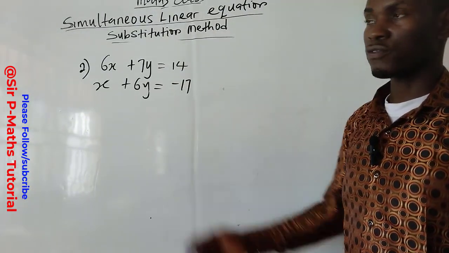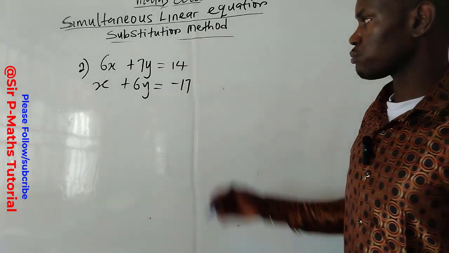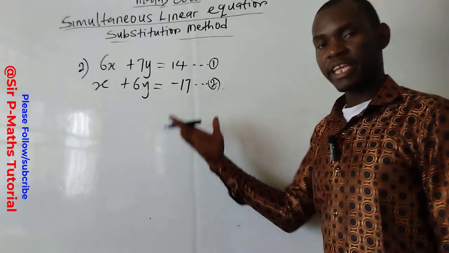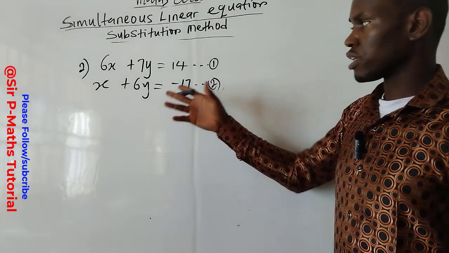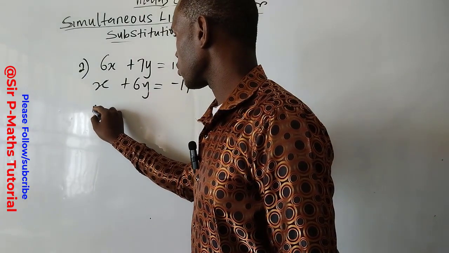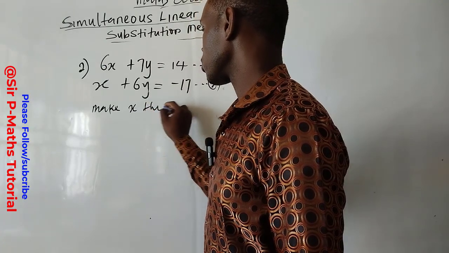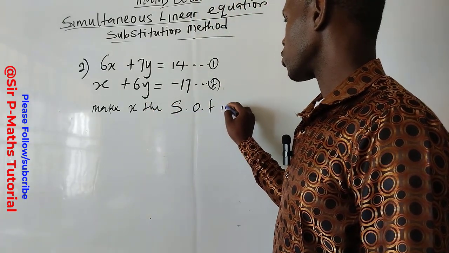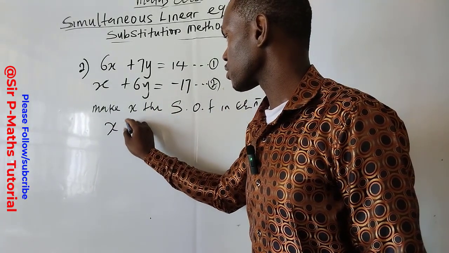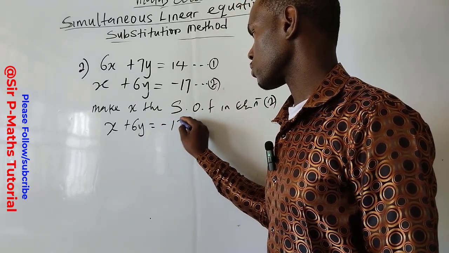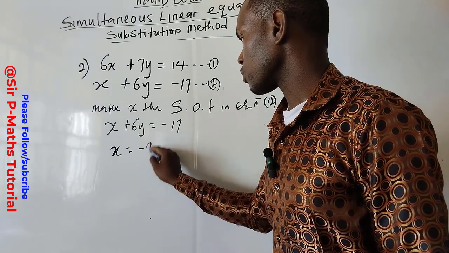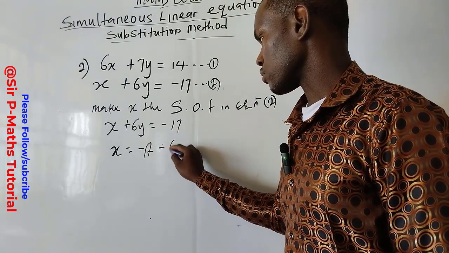Okay, so let's find the values of x and y from this problem, taking the same process. This is equation 1, equation 2. Choose either of the two equations, the one where it is easier to make one of the variables the subject, and that is equation 2. So make x the subject of formula in equation 2. I'll pick equation 2, which says x plus 6y equal to minus 17. Making x the subject, I'll have x equal to minus 17 minus 6y.